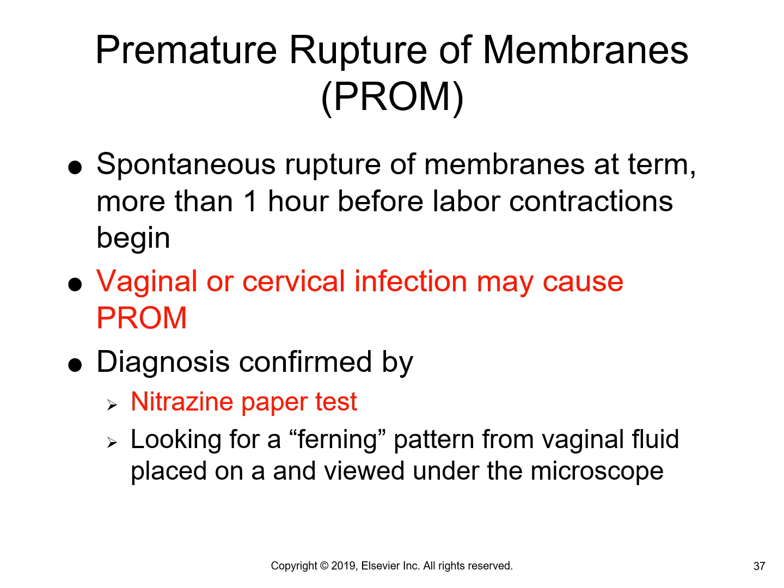How do we confirm? If it's amniotic fluid, we do a nitrazine paper test, and then we look for a ferning pattern from the vaginal fluid placed on a slide and then viewed under the microscope. It's just a pattern that you could see in a microscope when amniotic fluid is put on a slide and viewed under a microscope.